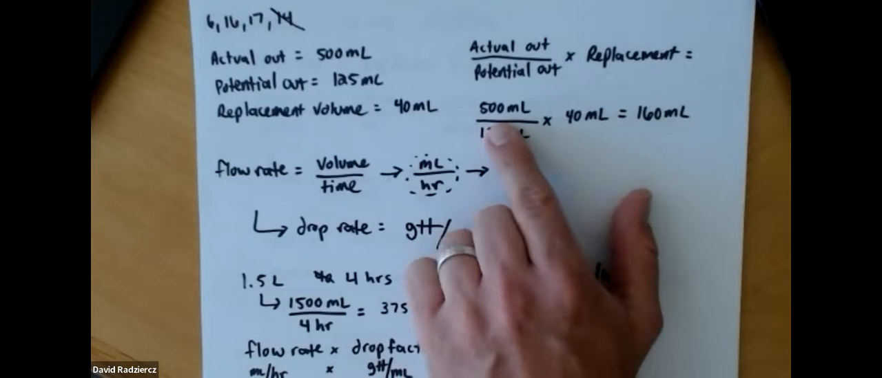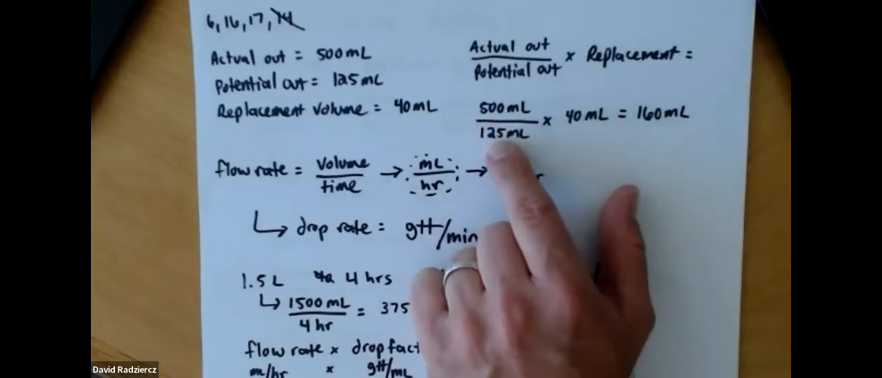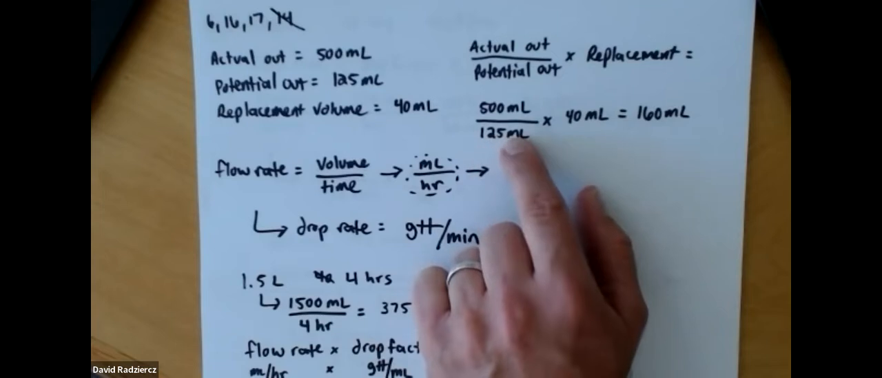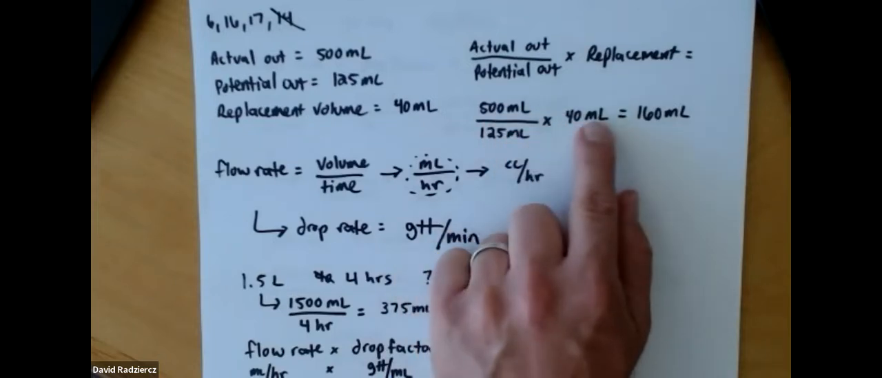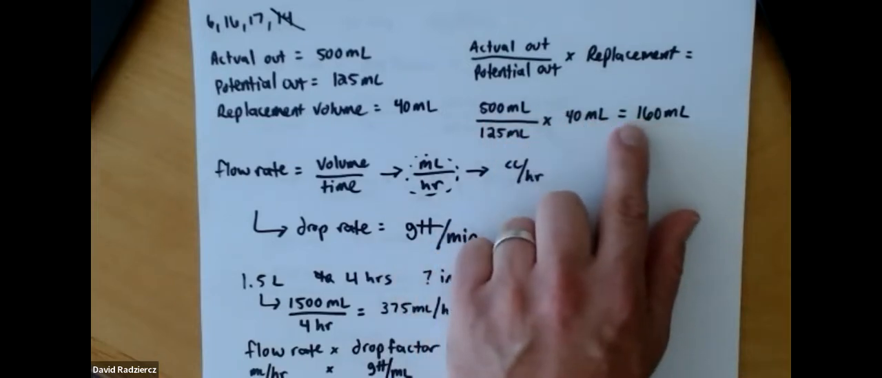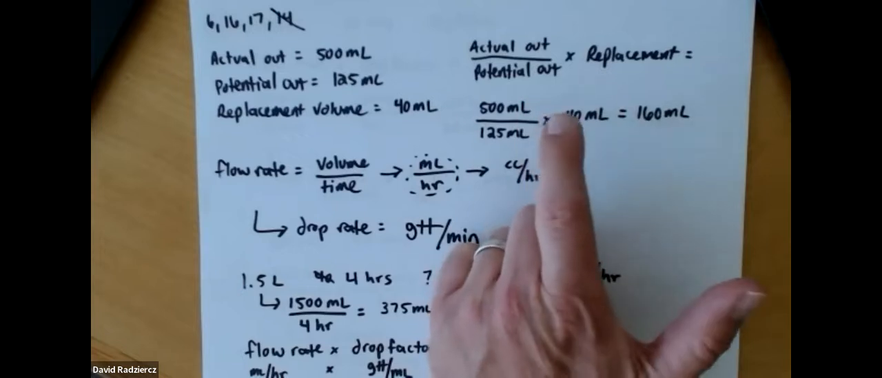Now, sometimes you're going to see this number might actually be less than this. Let's say it's 125 mil for every 125 milliliters lost, replaced with 40, but they only lost 100 milliliters. You would still set this up exactly the same way. You would just be replacing with less than 40 milliliters.